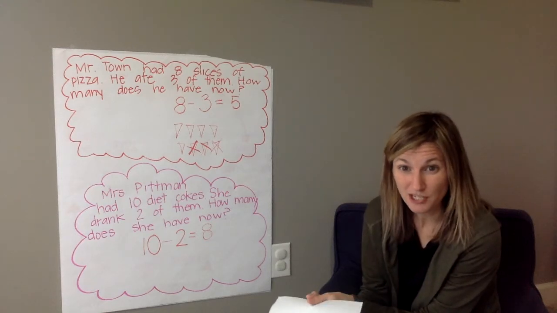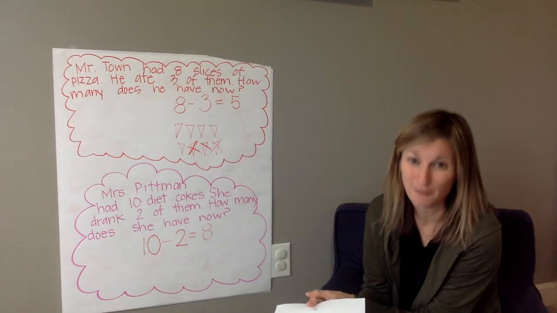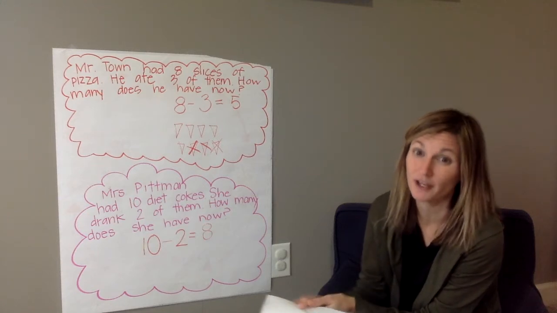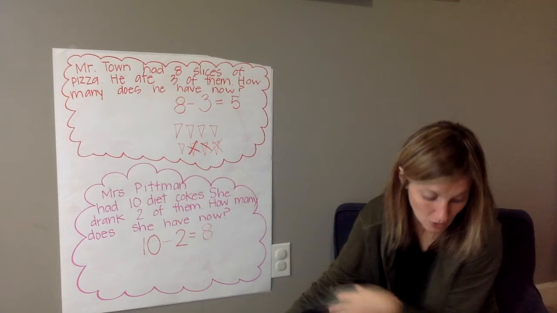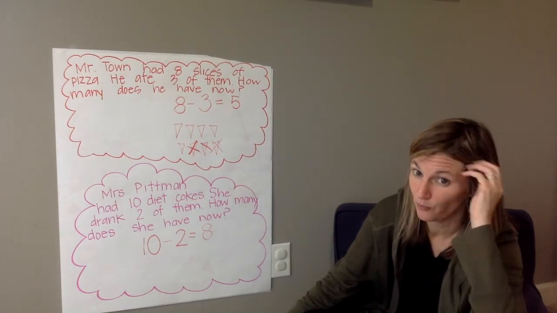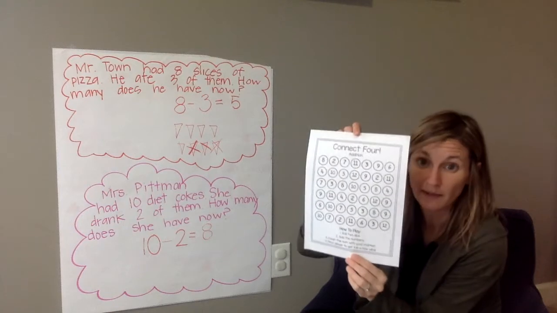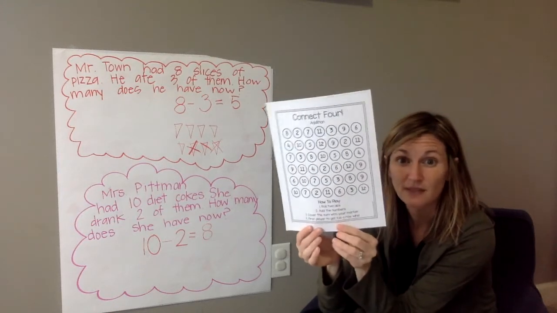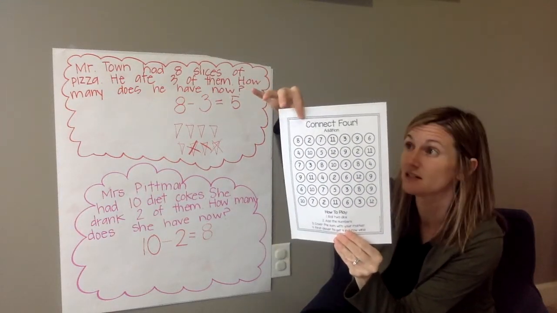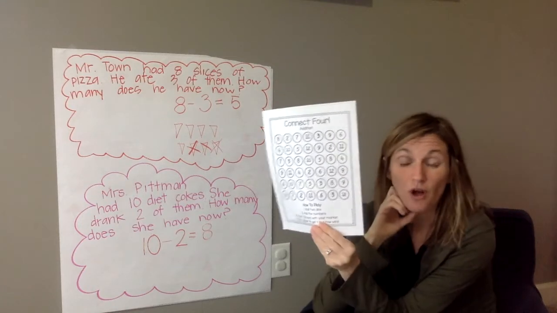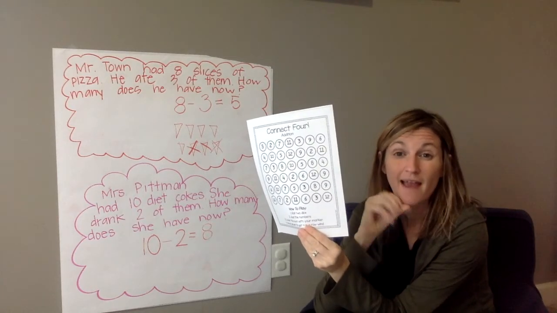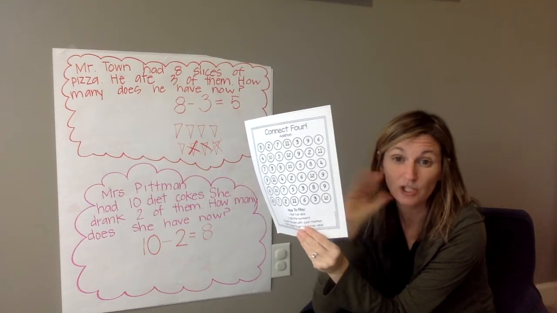Now, that's one of your stations. Your other station for math today is going to be playing a game called Connect 4. So we have played Connect 4 before in class, but you might have forgotten. You need a Connect 4 game board. It looks like this. And at the top it says Connect 4. You'll also need 2 dice, and you'll need a partner.